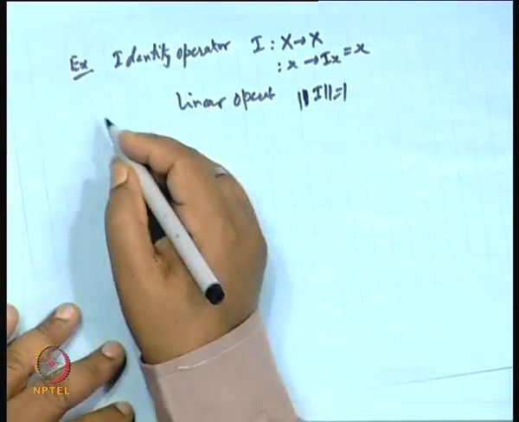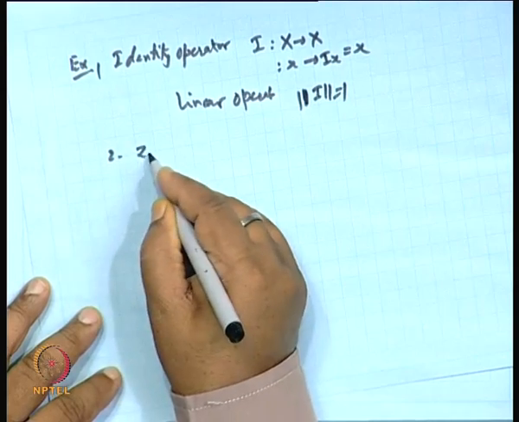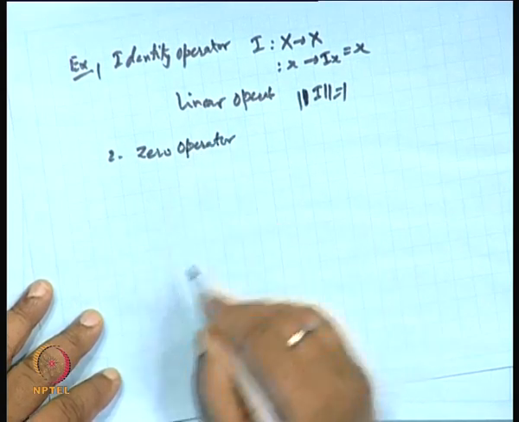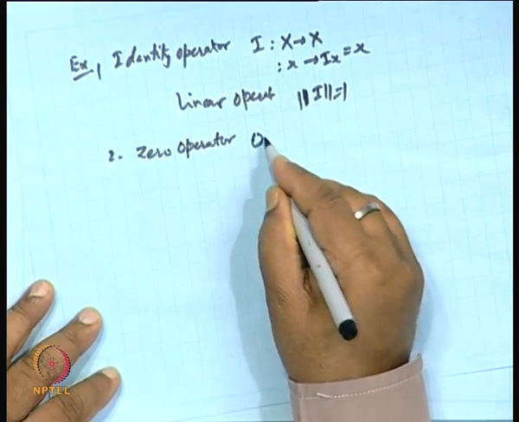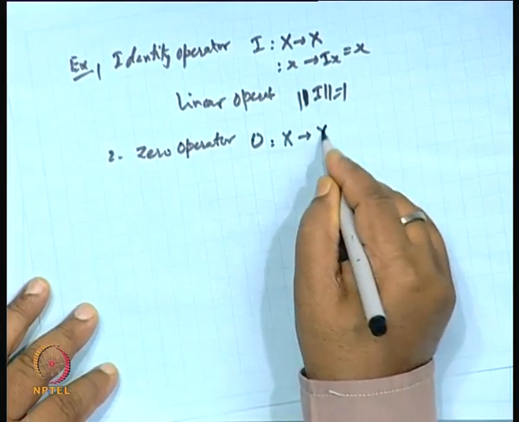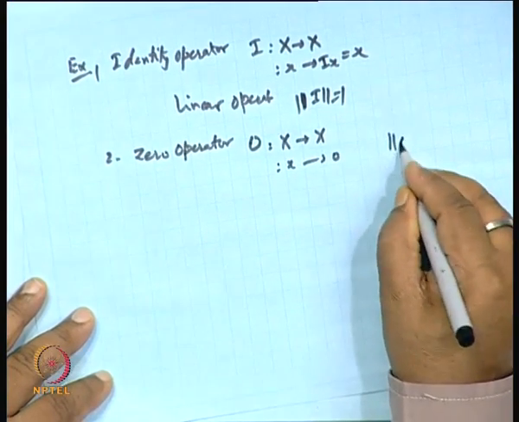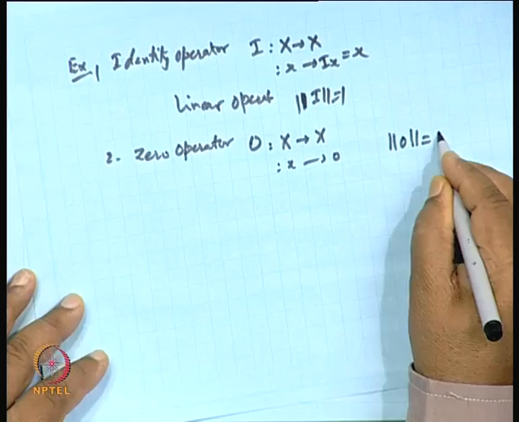Okay. Then the 0 operator is also a bounded linear operator, 0 from X to X, which carries the image x to 0, and it is a bounded operator with bound 0.